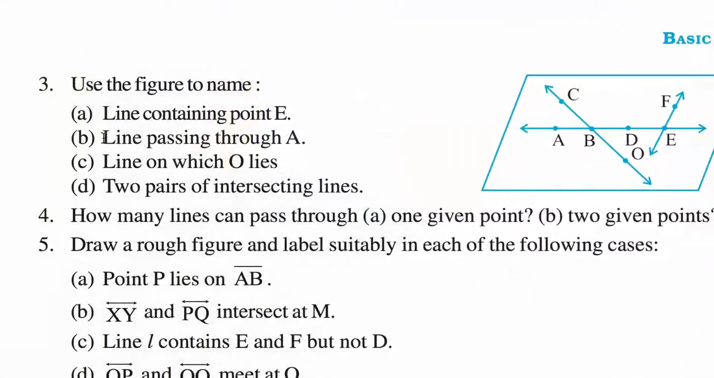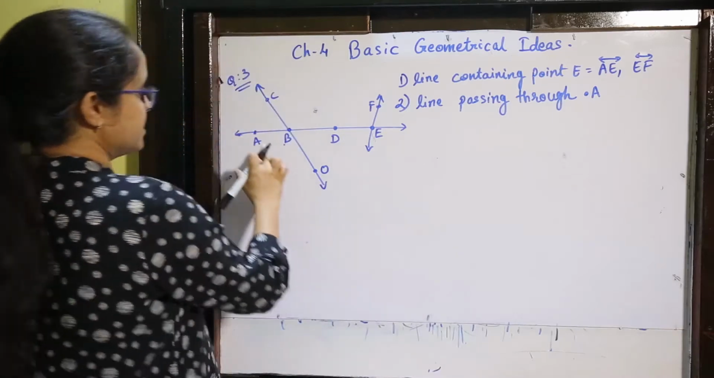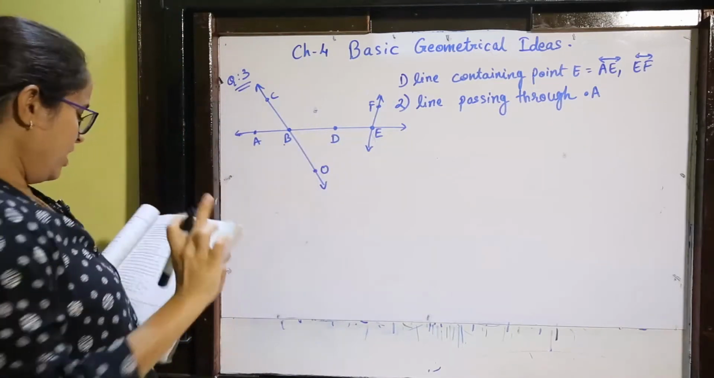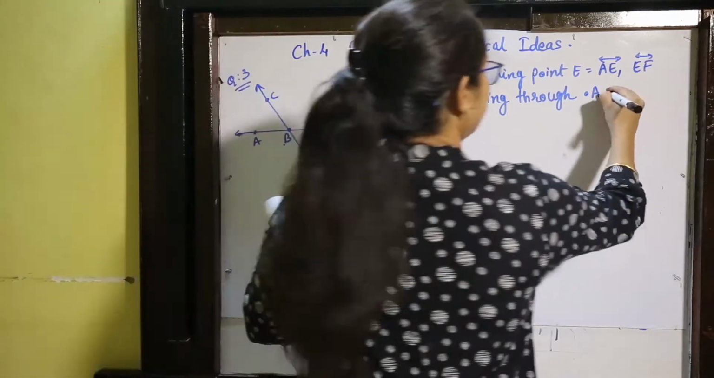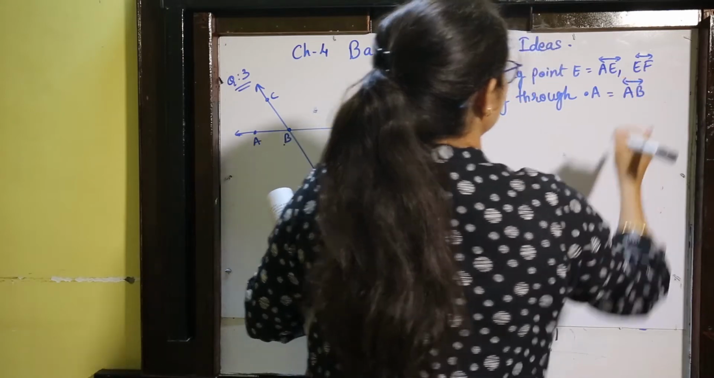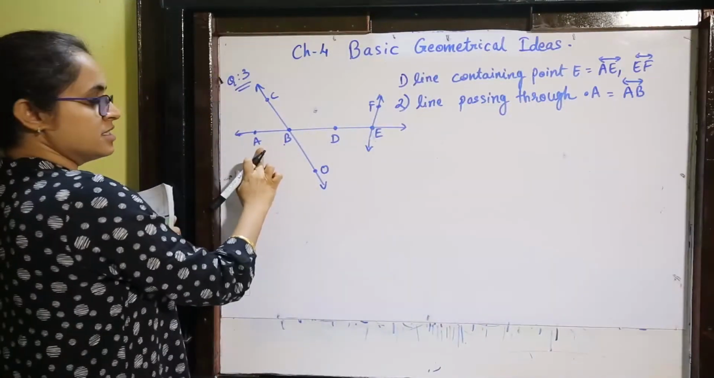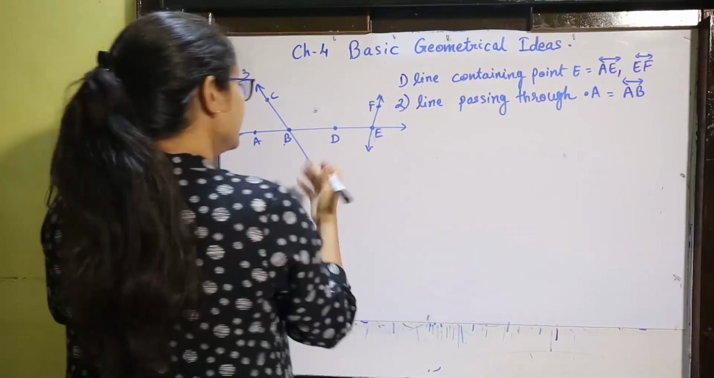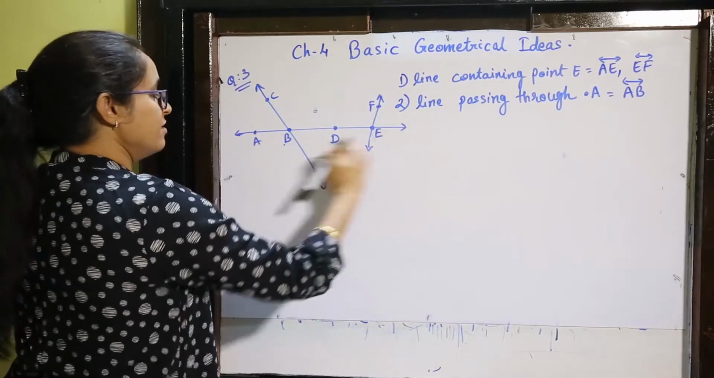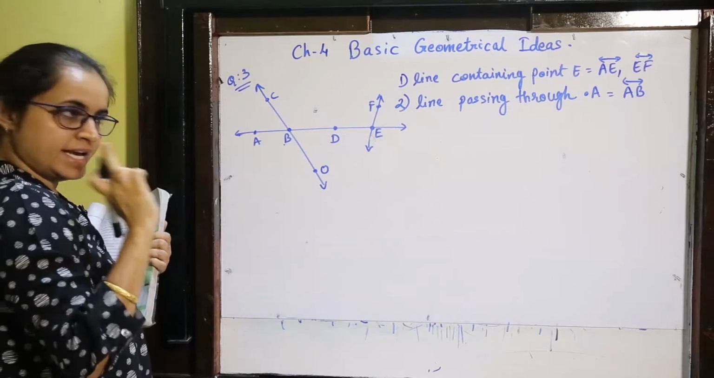Second line, line passing through A. Now which line is passing through point A? Line AB or line AE? Only one line you can write. If I am writing that line AB, you can say that line AB is passing through A. You can say line AD also, line AE also. That is the same line which passing through the point A.